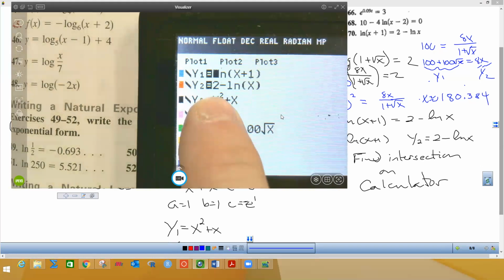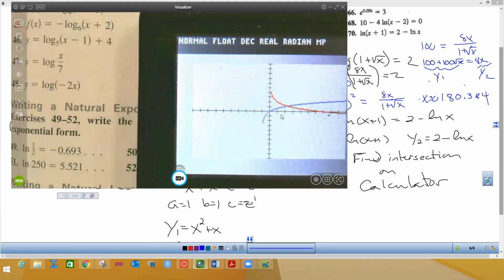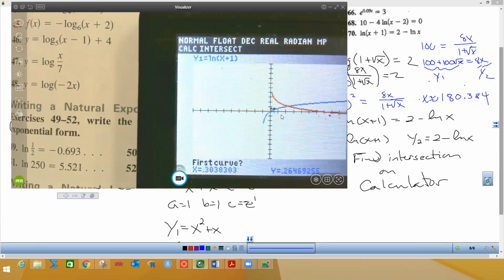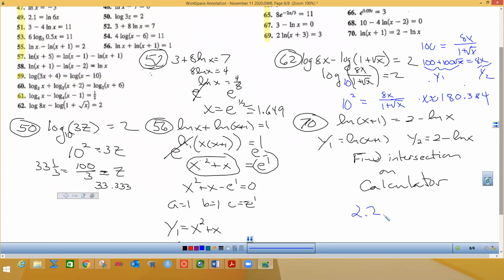So I turned those top two on, turned those off, graphed it, and there's the intersection right there. So I'm going to hit second calc 5. I'll go a little closer. Enter, enter, enter. And there's my intersection right here at 2.264. And that is my X for this one.